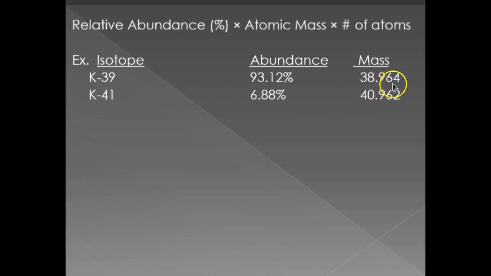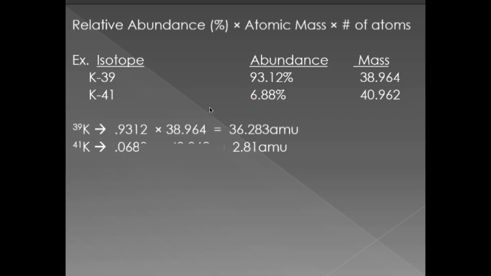So the method that we use is taking the isotope's mass, which is not actually 39, but 38.64, and multiplying it by how much potassium there is on Earth. So 93.12% of the potassium on Earth has a mass of 39. Then we take the potassium isotope with a mass of 41, which is actually 40.962, and multiply it by the percent abundance, which is 6.88. And then you're going to add that up together.